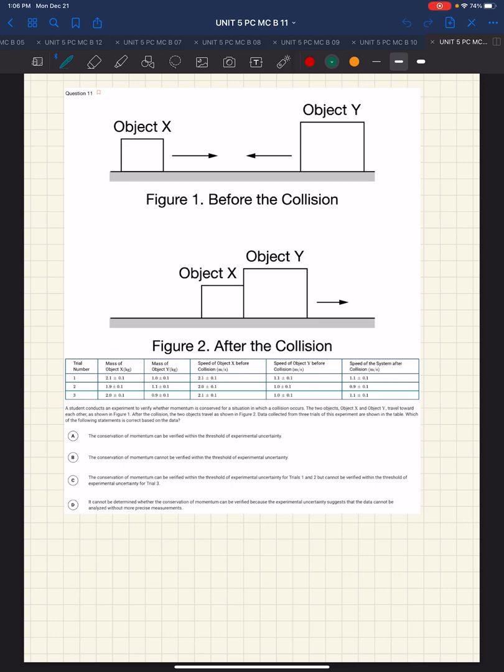So in this question, we see two objects headed toward each other. We see them colliding and sticking together. So right off the bat, we see an inelastic collision, which means the kinetic energy is not conserved. This is a sticky collision.